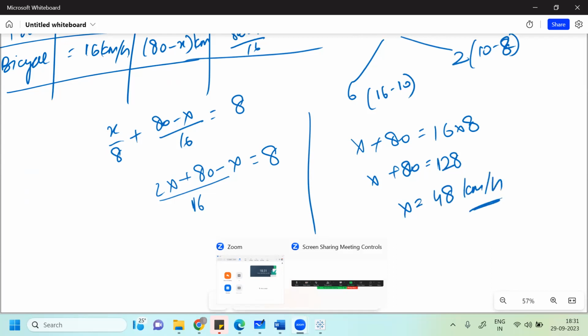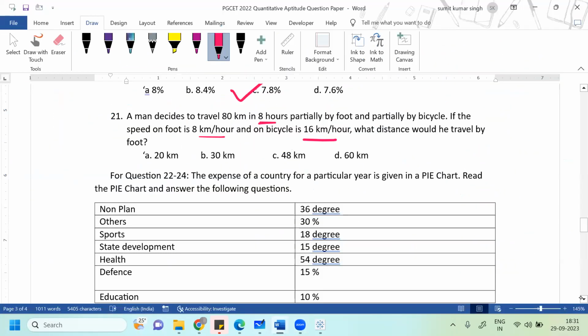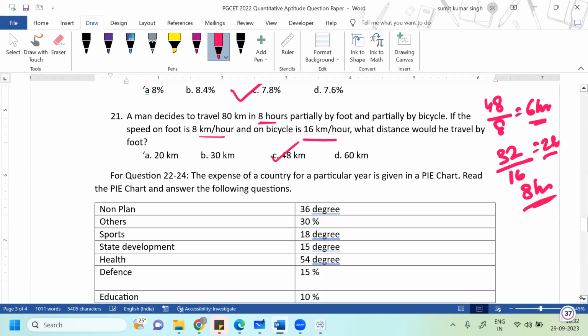So 48 kilometers he should travel by foot. If he travels 48 kilometers by foot at a speed of 8 kilometers per hour, he'll take 6 hours. And then 80 minus 48, if I'm not wrong, is 32, right? If he travels 32 kilometers at 16 kilometers per hour, he'll take 2 hours, and in total he'll take 8 hours to cover 80 kilometers. Okay, fine, easy question. You should know the formula: distance is equal to speed into time.